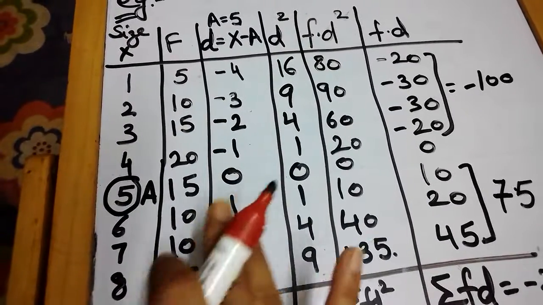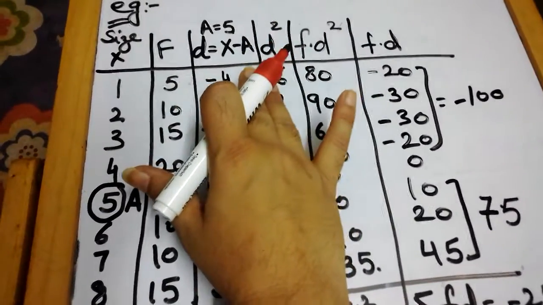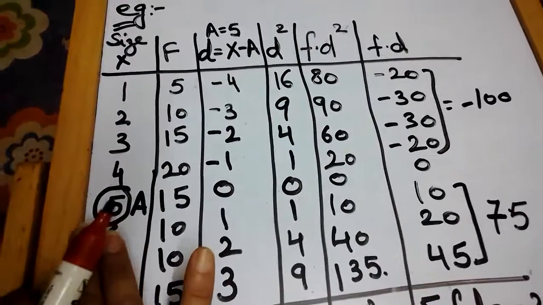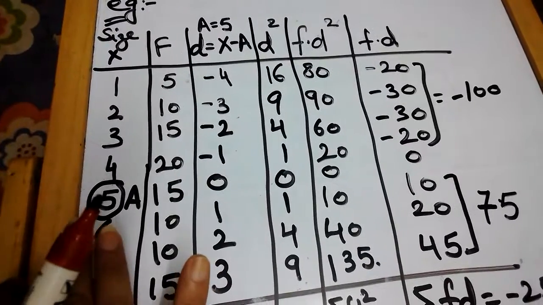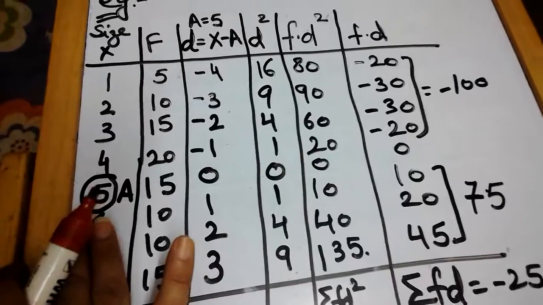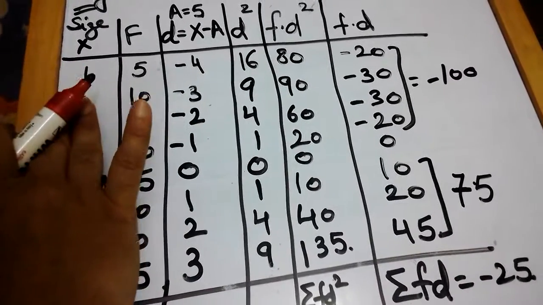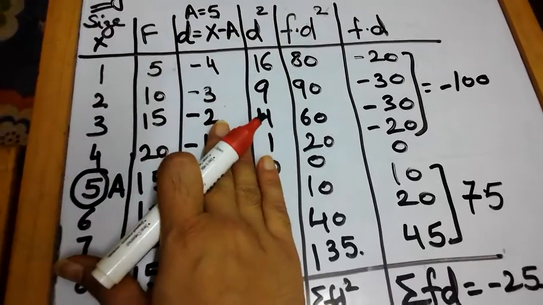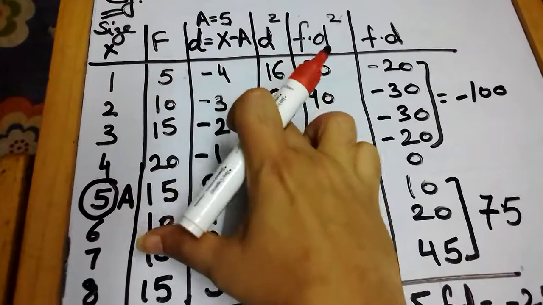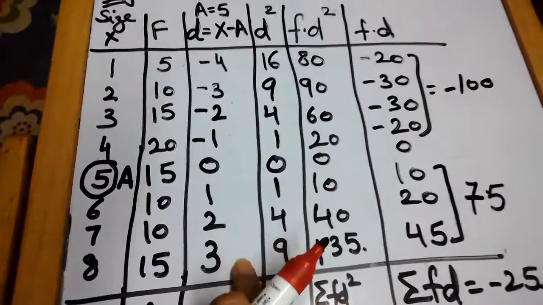Now I have to calculate d. How will we calculate d? x minus a. Where will a come from? I have to assume a value from the x variable. So I assume 5 as my value, and I have to subtract 5 from the values of x. My first value is minus 4, minus 3, minus 2, minus 1, 0, 1, 2 and 3.